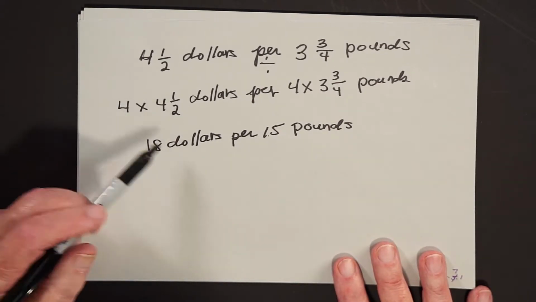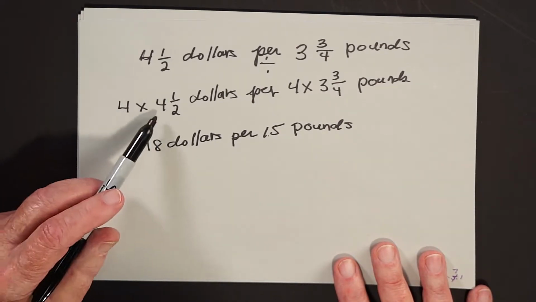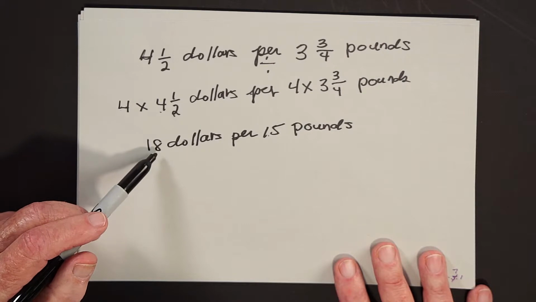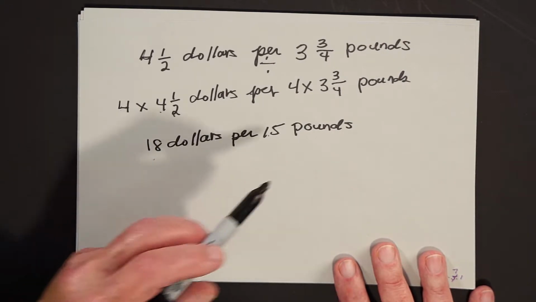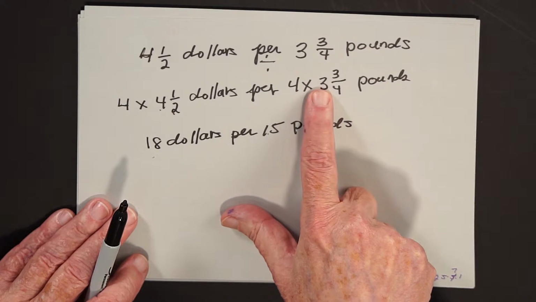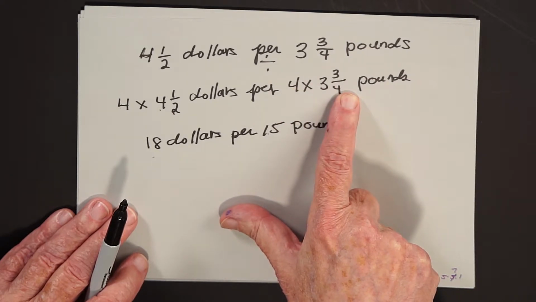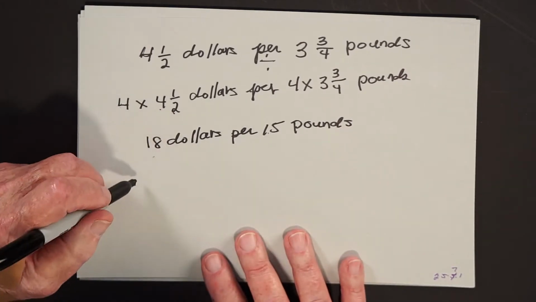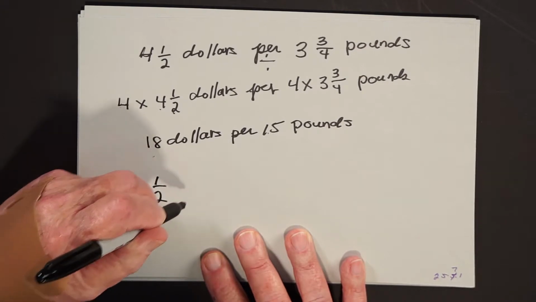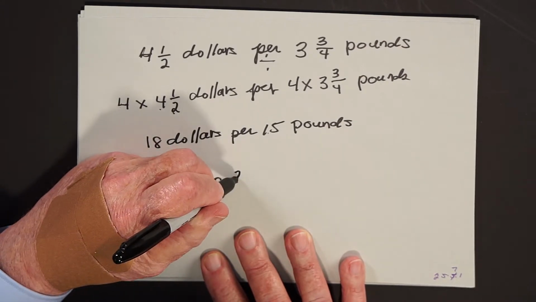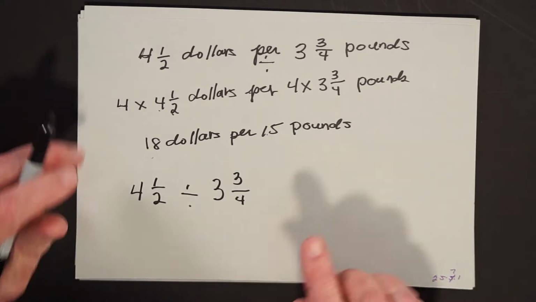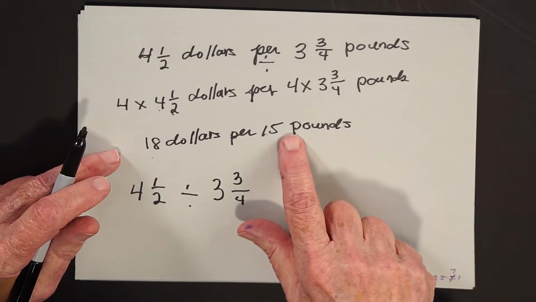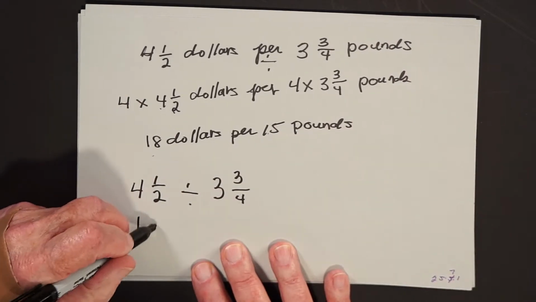Same arithmetic as before. If you multiply 4.5 by 4, again, 4 times 4 is 16, 4 times a half is 2, 16 plus 2 is 18. You'd be paying $18 for how many pounds? 4 times 3 is 12, 4 times 3/4 is 3, 12 plus 3 is 15. Here's the interesting thing. When you look at, again, another example here, 4.5 divided by 3 3/4 looks rather complicated, but when you change to this, it's still the same rate, isn't it?